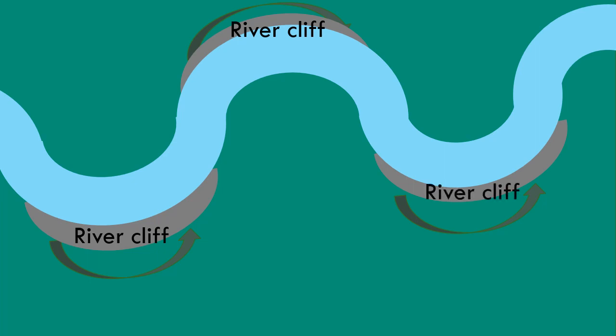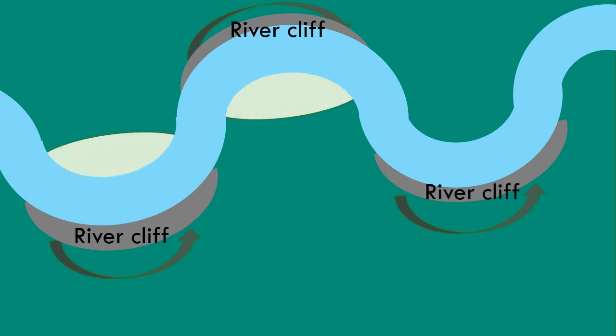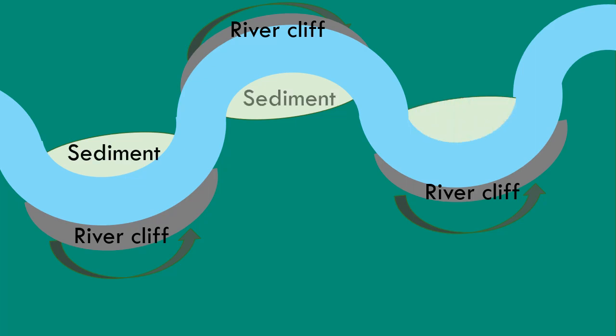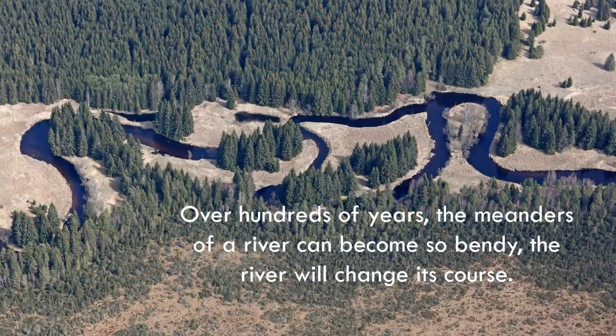As water flows around the corner of a river, it goes faster on the outside of the bend. As this happens, the riverbank on this side is slowly worn away, forming a steep bank known as a river cliff. The flow on the inside of the riverbank is slower, and the river leaves behind sediment. Over hundreds of years, the meanders of a river can become so bendy, the river will eventually change its course.